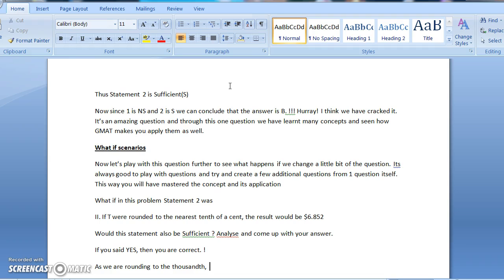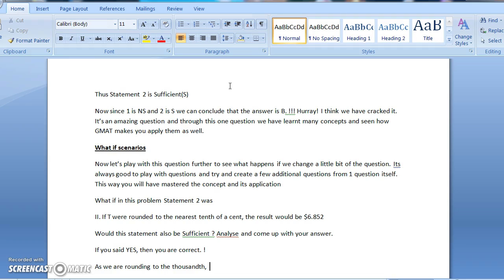It's an amazing question, and through this one question we have learned many concepts and seen how GMAT makes you apply them as well. Let's look at what if scenarios. Let's play out this question further to see what happens if we change a little bit of the question here and there. It's always good to play with questions and try and create a few additional questions from the question itself. This way you will have mastered the concept and its application.